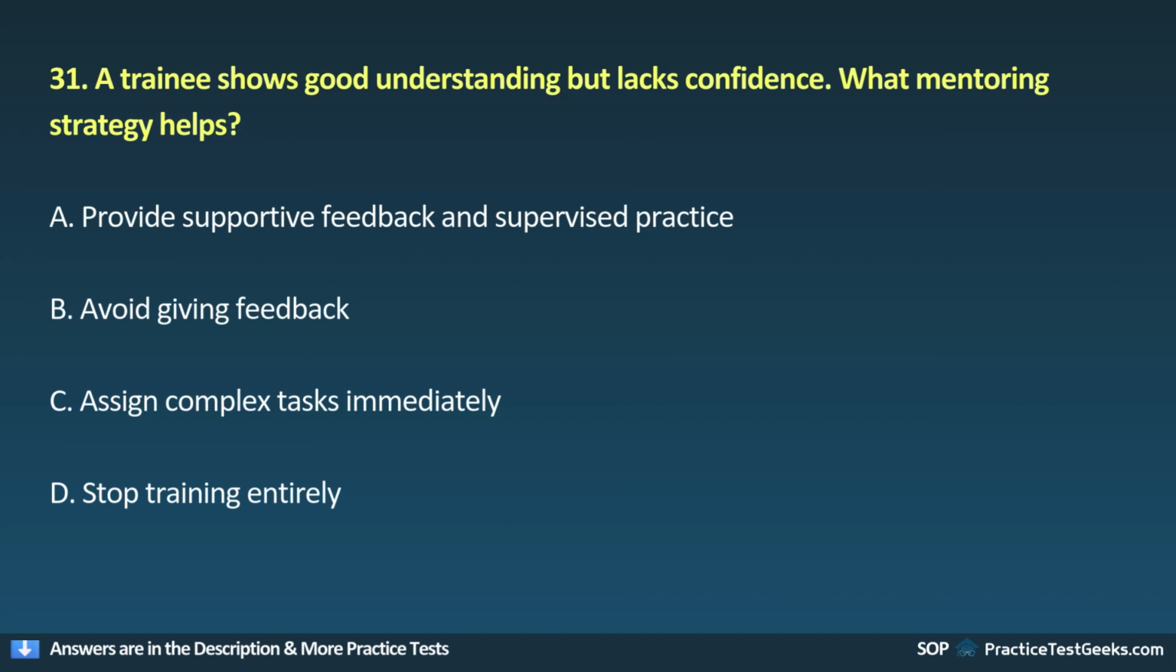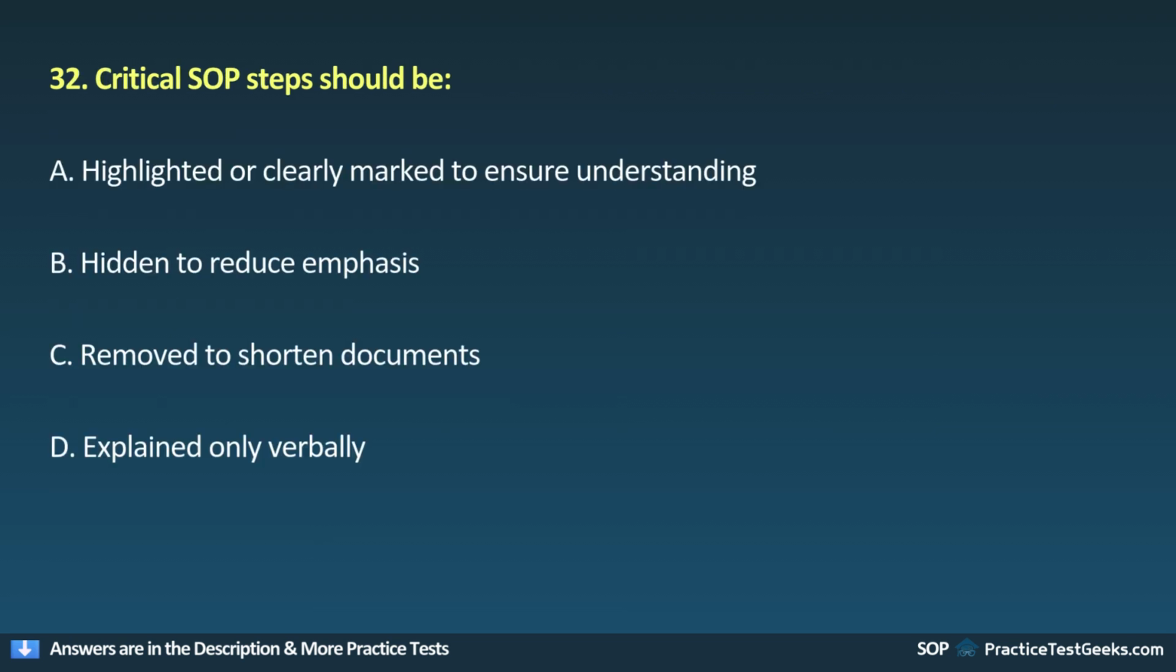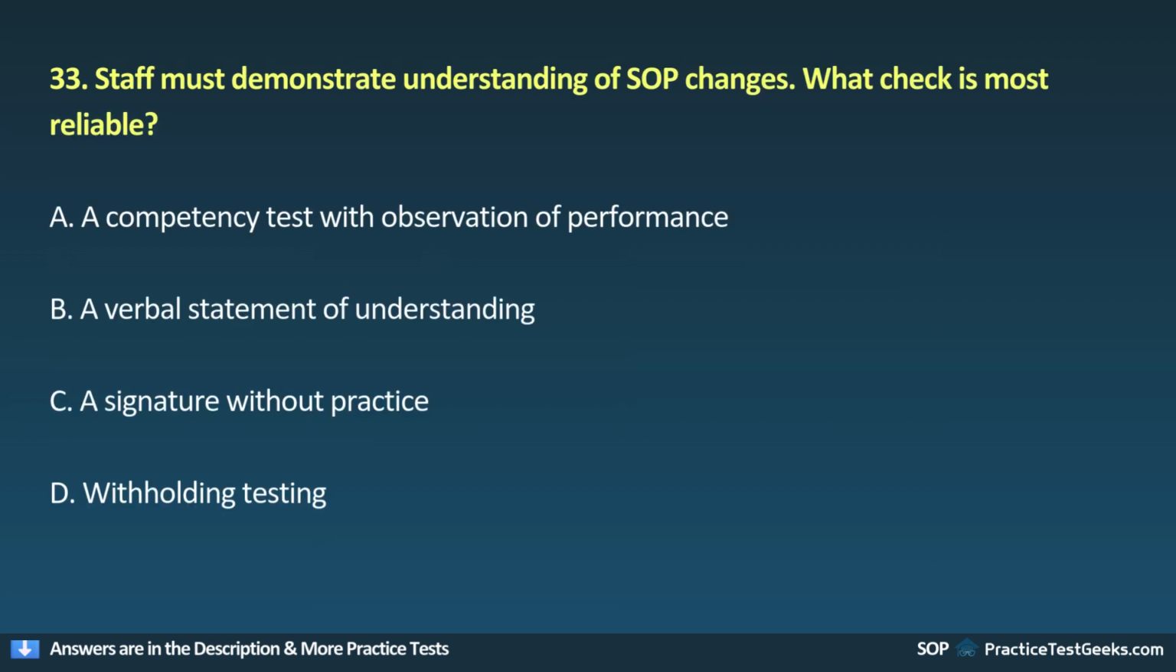B. Avoid giving feedback. C. Assign complex tasks immediately. D. Stop training entirely. 32. Critical SOP steps should be A. Highlighted or clearly marked to ensure understanding. B. Hidden to reduce emphasis. C. Removed to shorten documents. D. Explained only verbally.